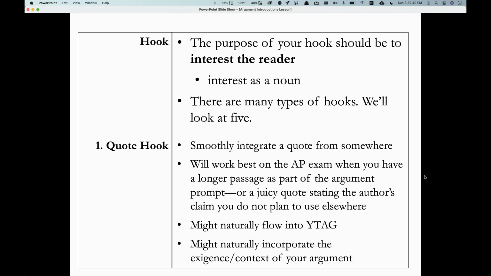So this quote also might naturally incorporate the exigence or context of your argument. So if there's some language in the prompt that simultaneously makes for a great quote hook and also indicates to your reader why you're making this argument or what the origin of your argument is, then they can be the same thing. And we'll talk about that when we get to exigence in this presentation as well. The key idea here is that you are starting with a quote, whether the first words of your paragraph, as I suggested you did in rhetorical analysis, or just early in that first sentence. Starting with a quote is a great option for a hook.